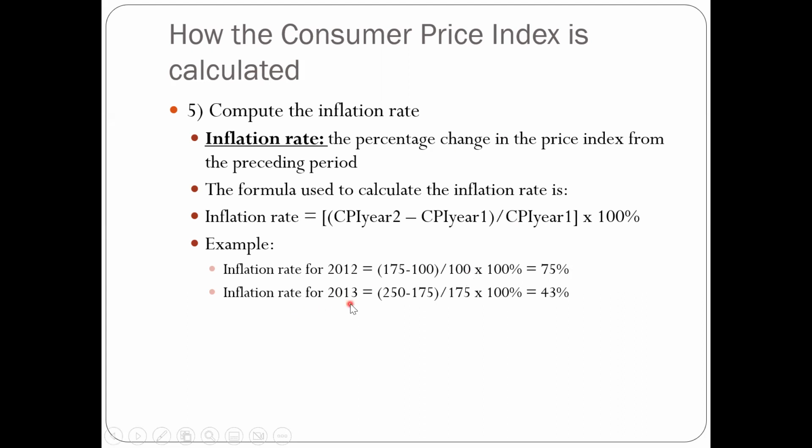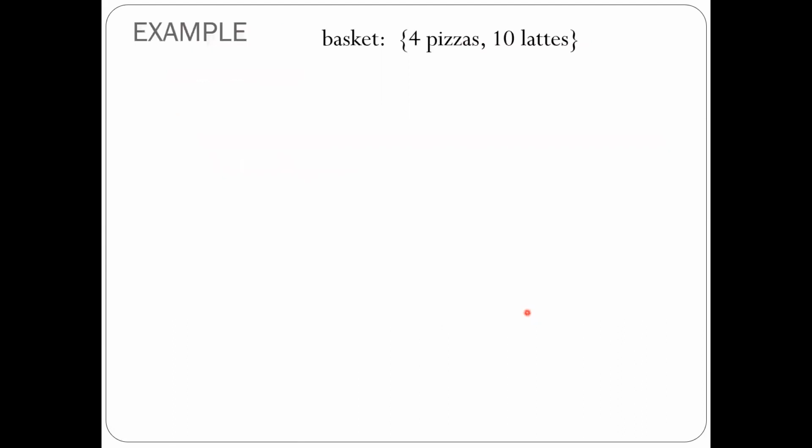Inflation rate for 2013 is consumer price index in 2013 minus consumer price index in 2012 divided by consumer price index in 2012 multiply 100% is equal to 43%. يبقى نسبة التضخم في سنة 2012 كانت 75%. نسبة التضخم في 2013 هي عبارة عن 43%.